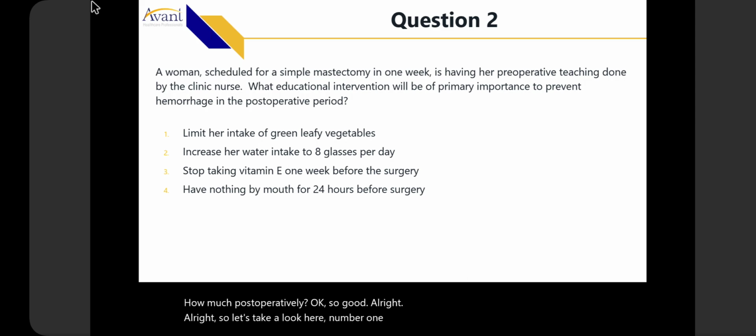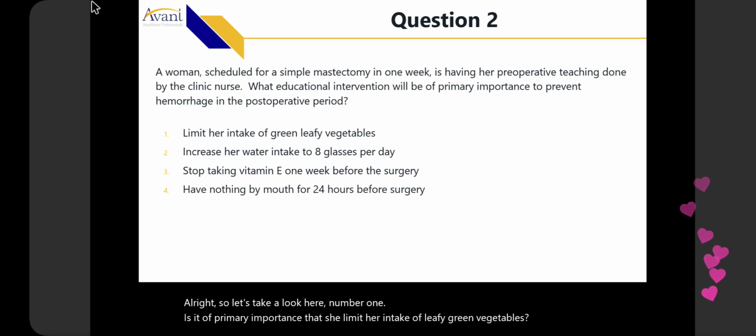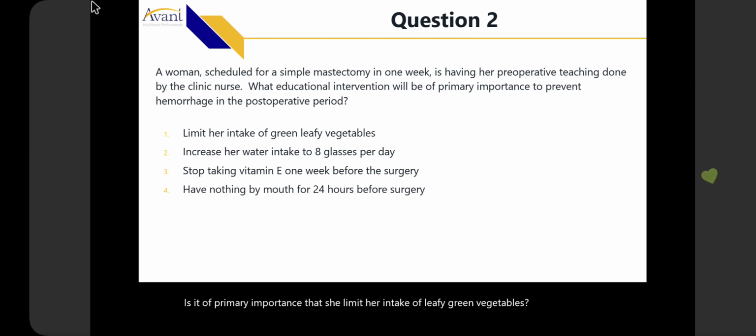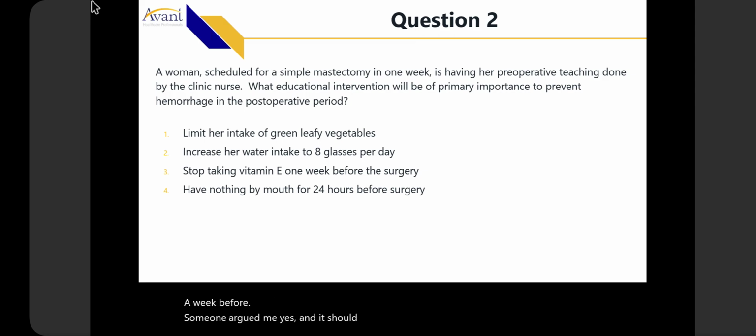Number 1, is it of primary importance that she limit her intake of leafy green vegetables? Okay, so no, it is not. Why? A week before? Okay, Maria said it should be the opposite. So you're saying she should increase her green leafy vegetables?